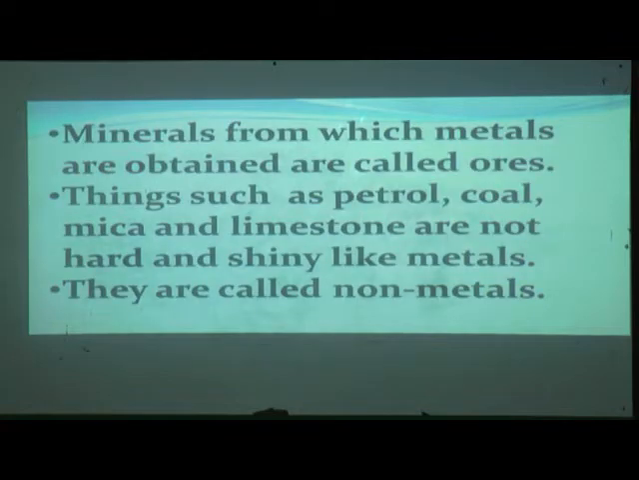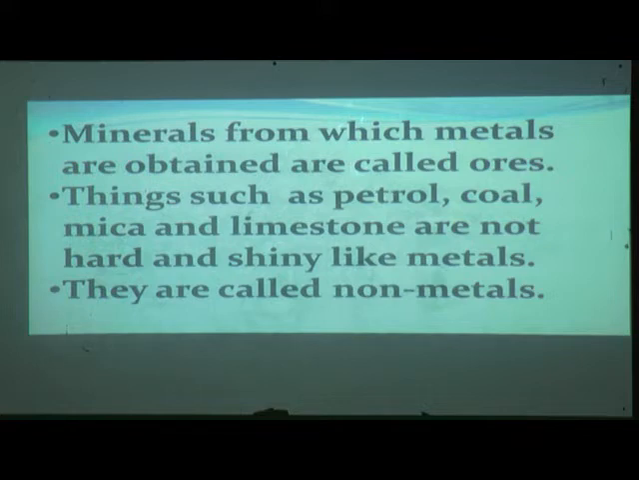Minerals from which metals are obtained are called ores. Things such as petrol, coal, mica and limestone are not hard and shiny like metals. They are called non-metals.